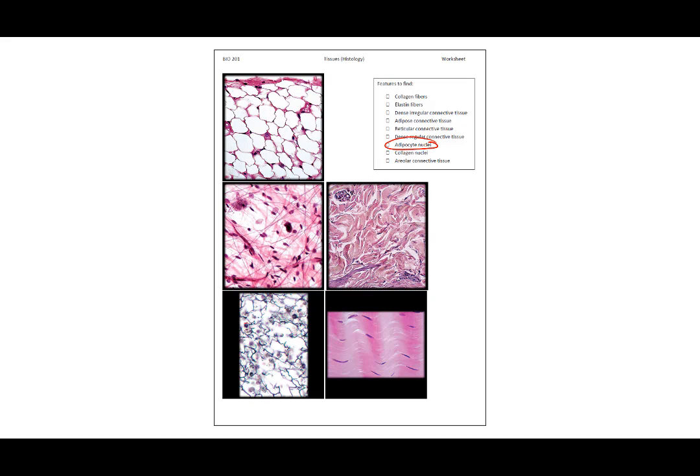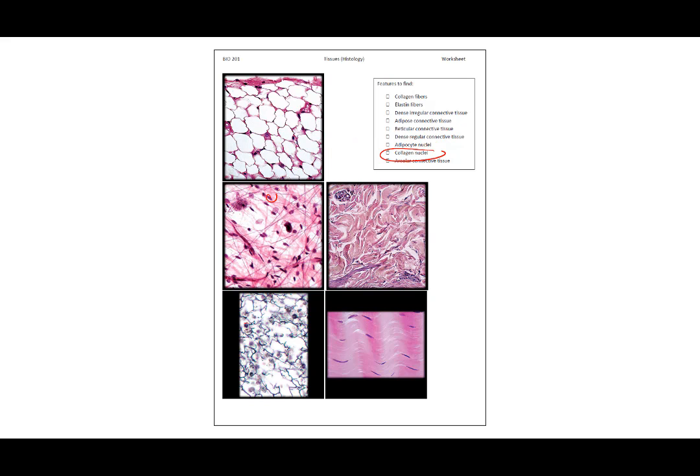An adipocyte nuclei. This just says an adipocyte would be an adipose tissue, and oh, here's a nuclei. See how they're shoved off to the side. The bulk of the cell actually is filled with fat, so the nuclei are shoved off to one side.